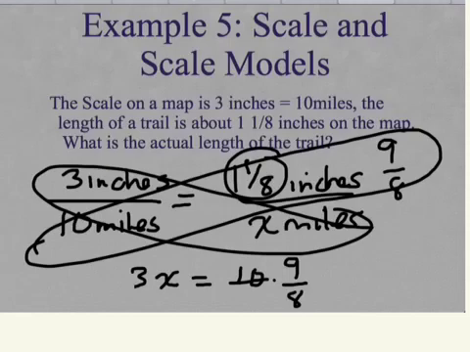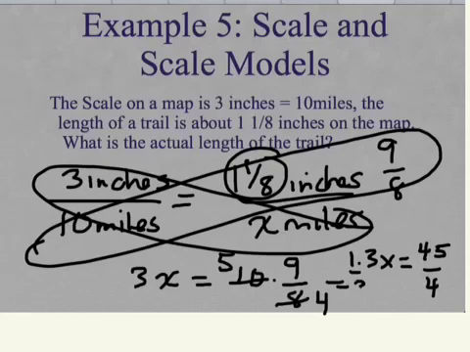I can cross cancel to simplify, so I get 5 because 10 goes into 2 5 times, and 2 goes into 10 5 times, and 2 goes into 8 4 times, so that my problem looks like this. 3x is equal to 45/4, and we can solve this. What we need to do is to divide by 3 or to multiply by the reciprocal, which is 1/3. When I do that, the 3's cancel out.